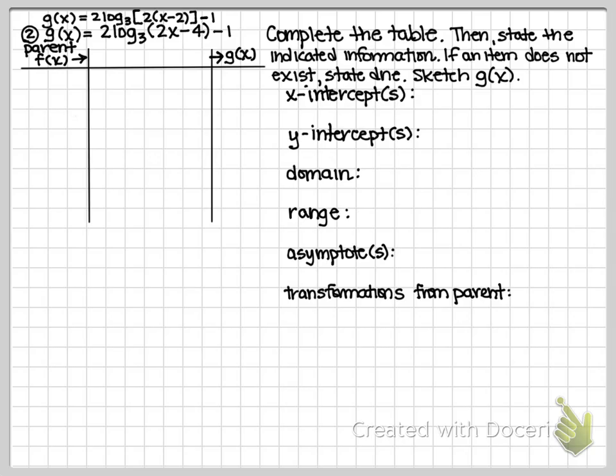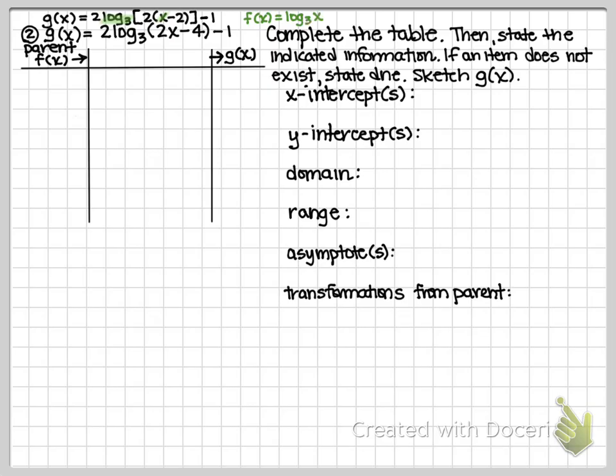Now that we've done that, we can figure out what the parent of this is. The parent is going to be the log base 3 of just the x. Remember, you pull away all of the transformations. Everything else in there is a transformation. So our parent here, which we identified again as f of x, is f of x equals log base 3 of x. So I'll put that over here.